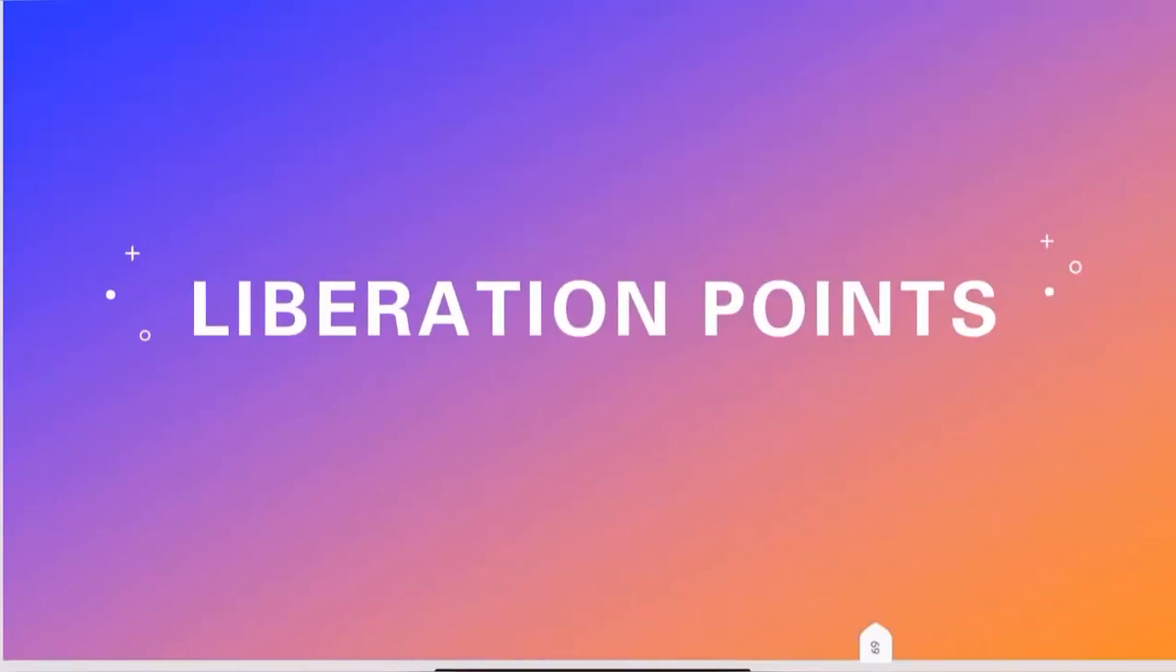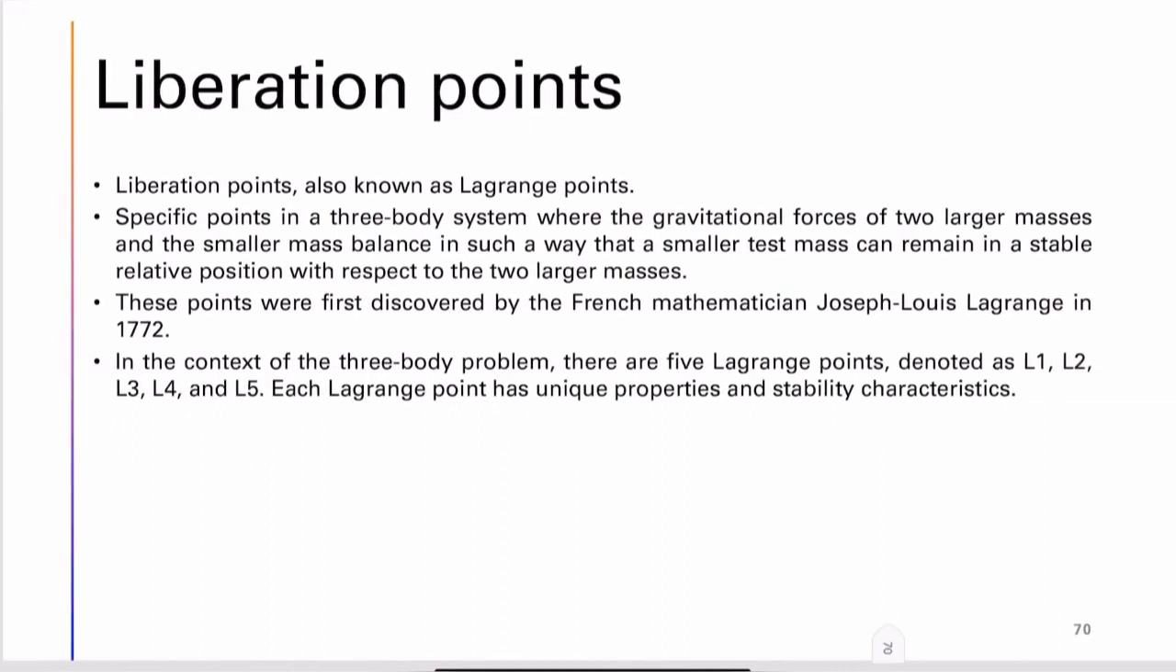The next topic we are going to see is about the libration points. A libration point is also known as a Lagrange point. It is a specific point in the three body system where the gravitational forces of the two larger masses and the smaller mass balance in such a way that the test mass remains in a stable relative position with respect to the two larger masses. These points were first discovered by the French mathematician Joseph Louis Lagrange in the year 1772.